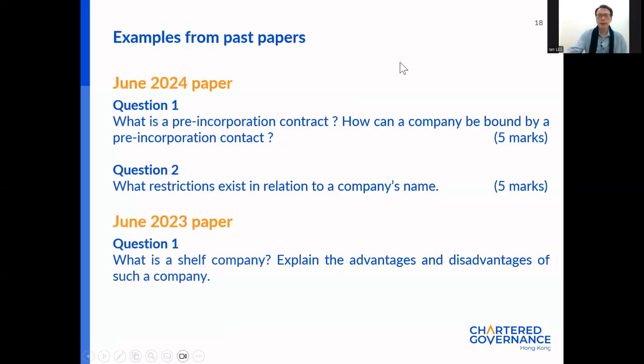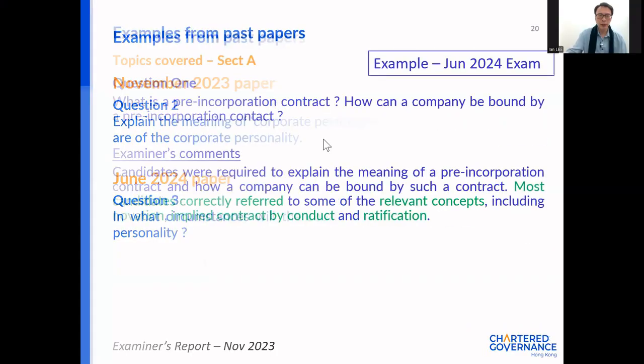Okay, so let's look at some questions as an example. Let's see. Question 1, June 2024. What is a pre-incorporation contract? How can a company be bound by a pre-incorporation contract? Let's look at the first one. There are quite a lot of questions.